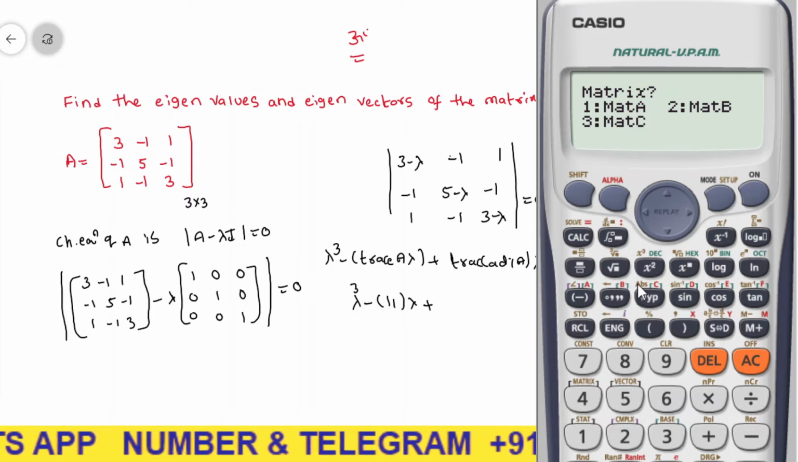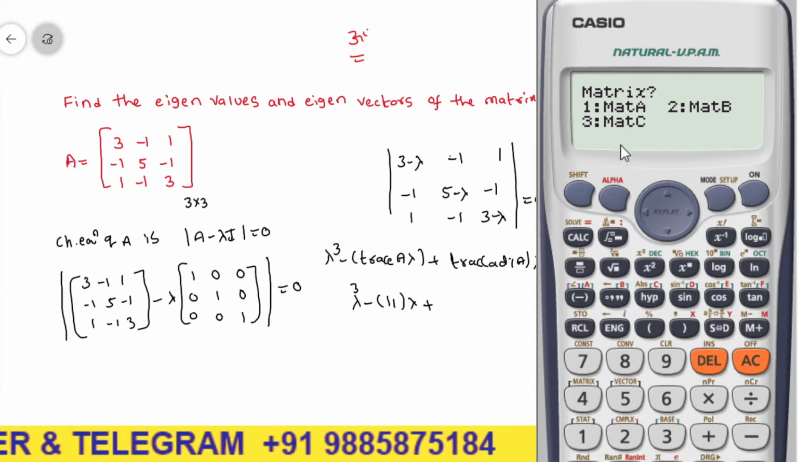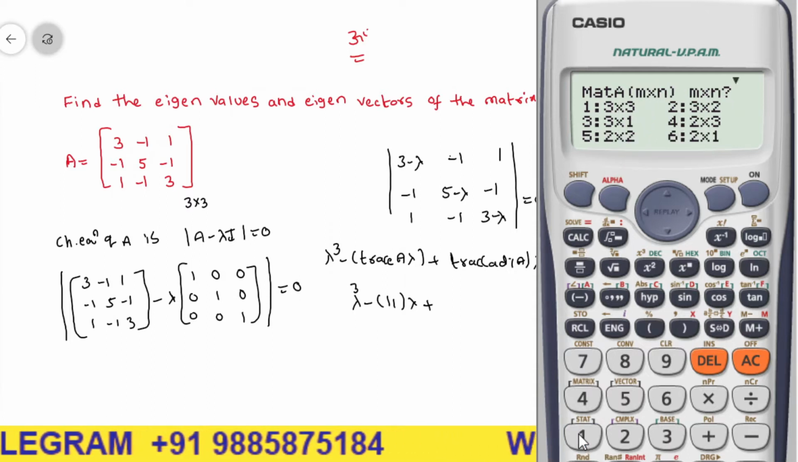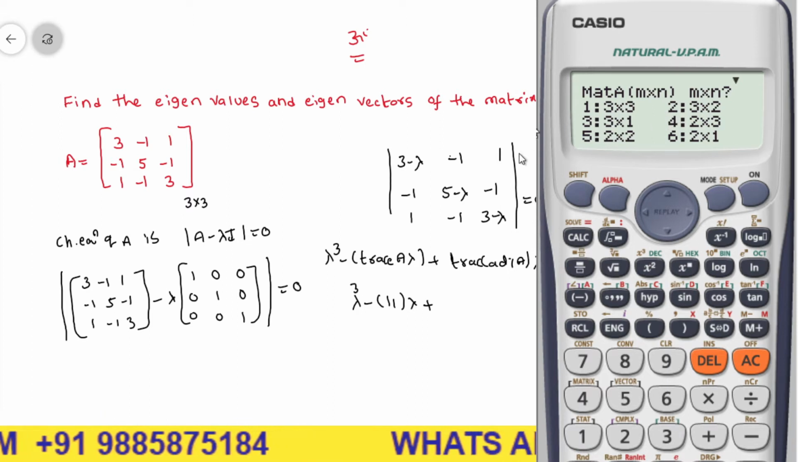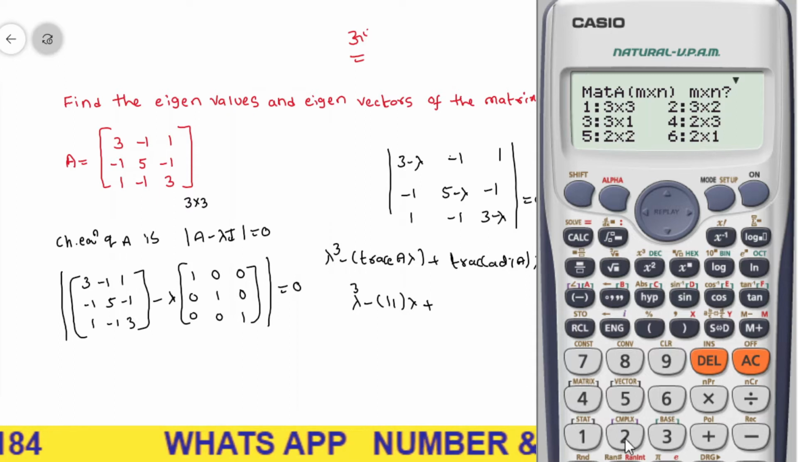Now you can enter matrix A. Here it is asking which matrix. I am giving the name as matrix A, so press 1. What is the order of A? A is of order 3 by 3, so press 1.